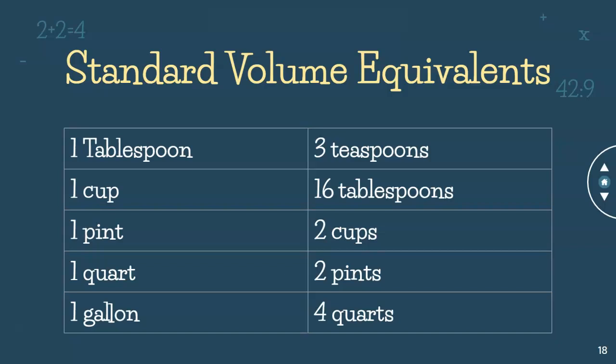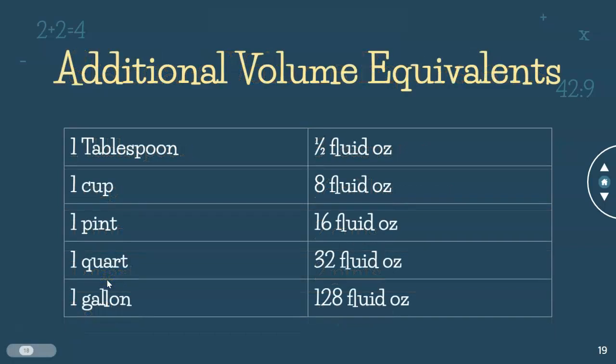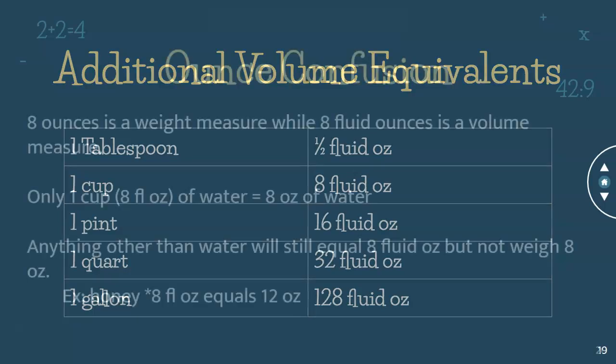And then here are just some standard volume equivalents that you've learned in your other culinary classes. 1 tablespoon equals 3 teaspoons, 1 cup equals 16 tablespoons, 1 pint is equivalent to 2 cups, 1 quart is equivalent to 2 pints, and 1 gallon equals 4 quarts. So again, a lot of these equivalents are review. And then here's some additional to the fluid ounces. It's just showing the conversion of how many fluid ounces are in each of these measurements. So that will help you with conversions.